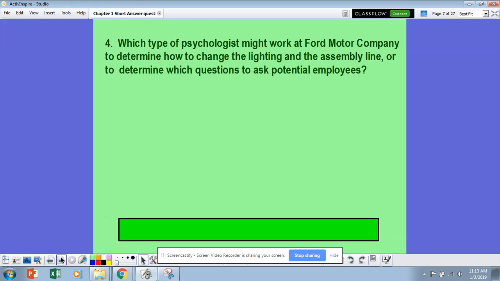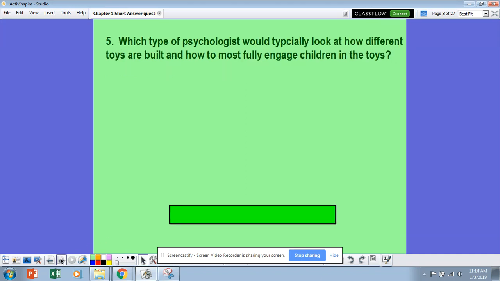Number 4, which type of psychologist might work for Ford Motor Company to determine how to change the lighting in the assembly line, or to determine which questions to ask a potential employee? And that would be an industrial organizational psychologist. Number 5, which type of psychologist would typically look at how different toys are built and how to most fully engage children in these toys? And that would be an engineering psychologist.